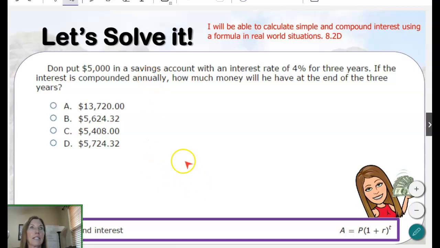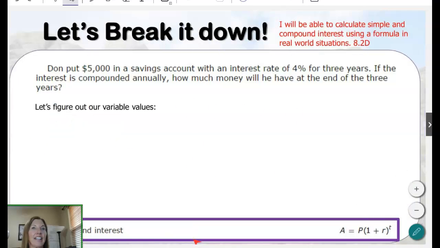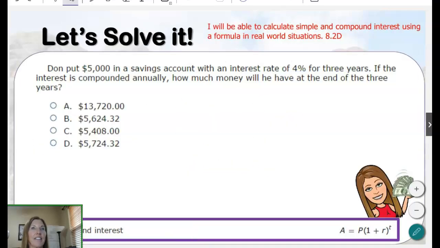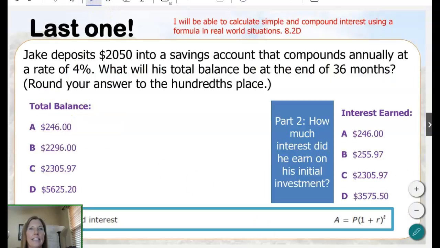All right, let's look at this one. All right, so actually, didn't we just do that one? No, yep, we just did that. So we have our answer here. We did it, $5,624.32. Well, that was easy. We got that done. All right, so we're going to do one more. Make sure you understand how to use this formula.